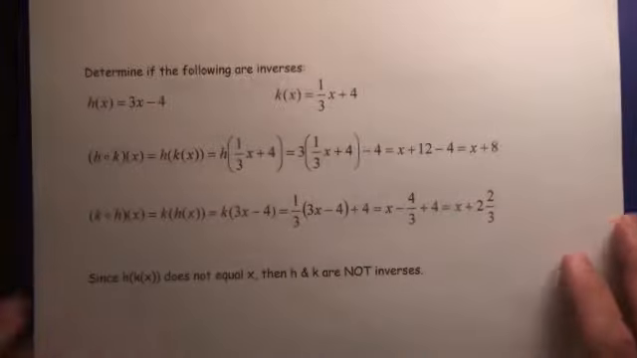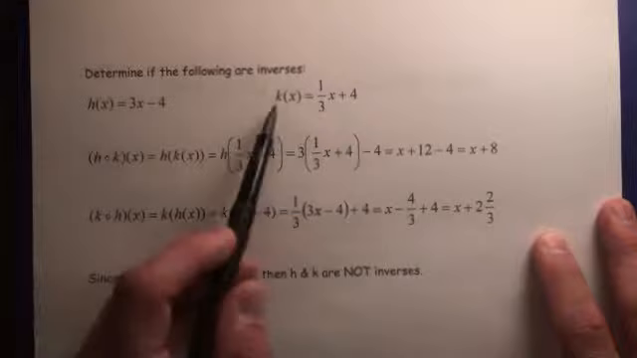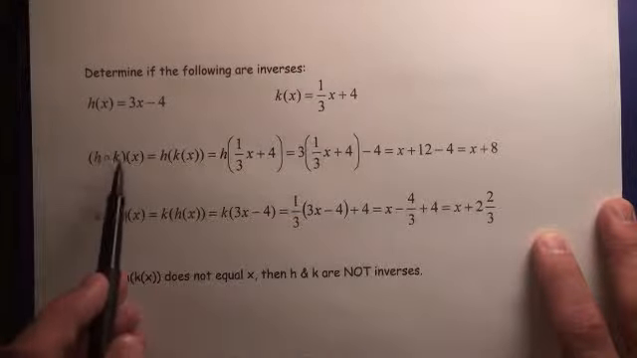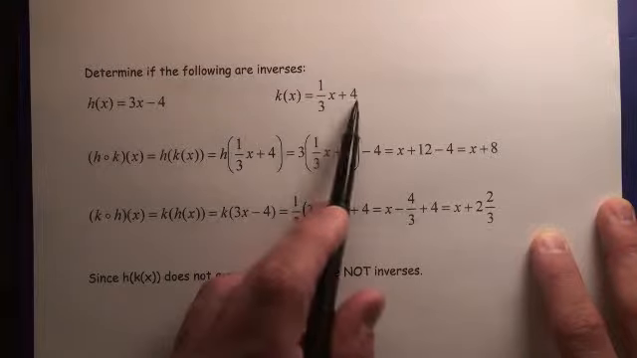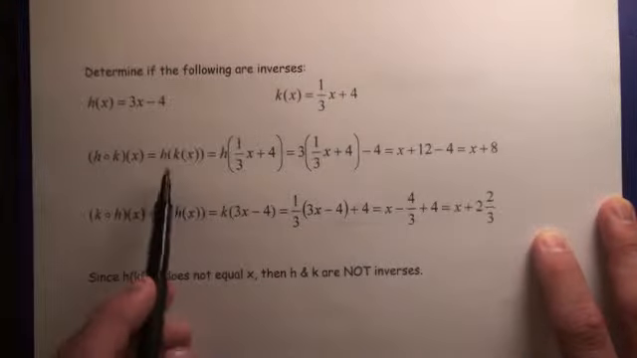Alright. So let's move on to another example. Determine if the following are inverses. Let's find out if H and K are inverses. Well, we're going to do H compose K of X. So we have 3x minus 4 and then 1/3 x plus 4. So it looks like it could be inverses.